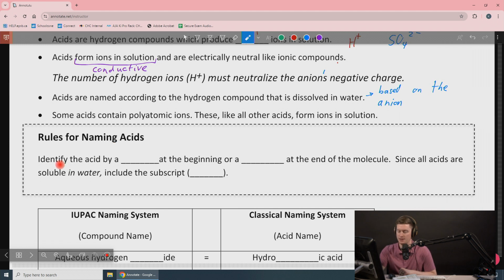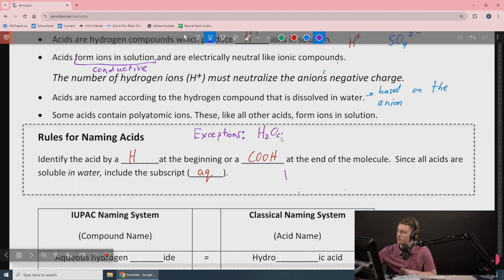Rules for naming acids. Identify the acid by having an H at the beginning or a COOH at the end of the molecule. Since all acids are soluble in water, make sure that you have the subscript AQ to indicate aqueous. These are going to be in solution. 2 exceptions for acids. I need to write these down here. Exceptions. And I know it's annoying to start already with some exceptions.